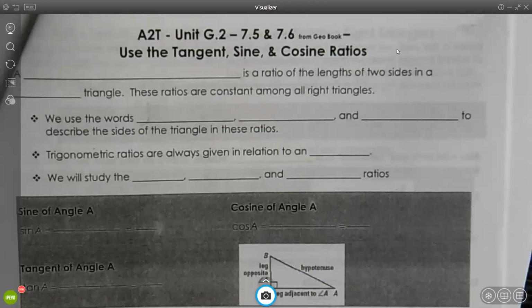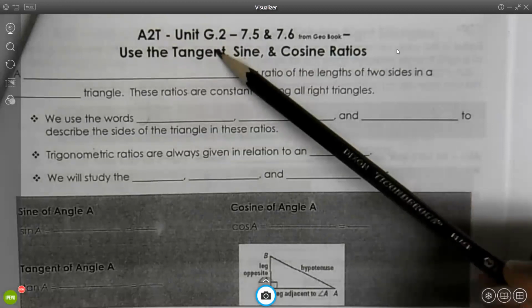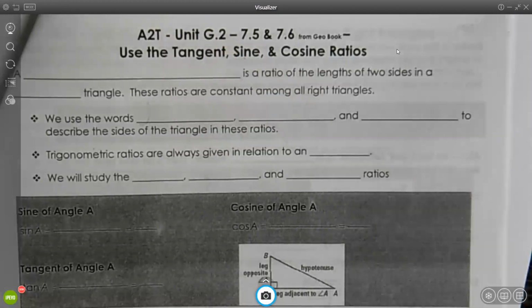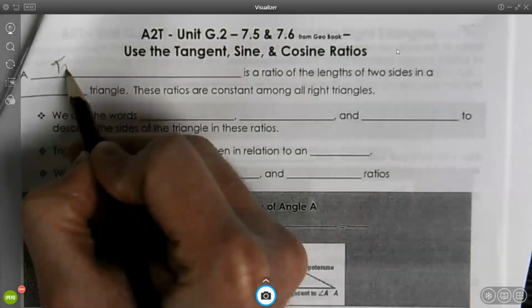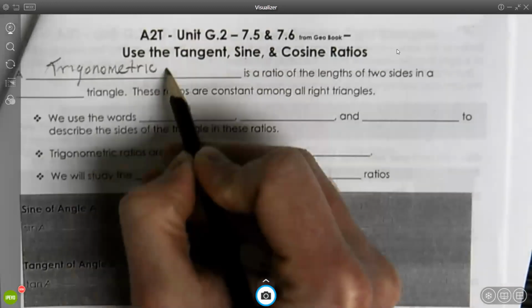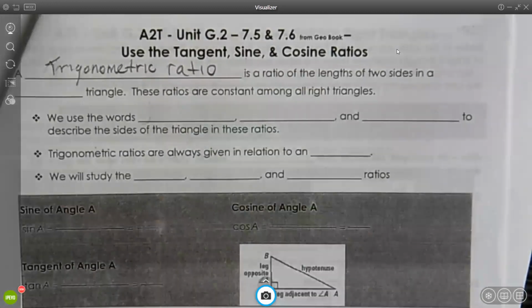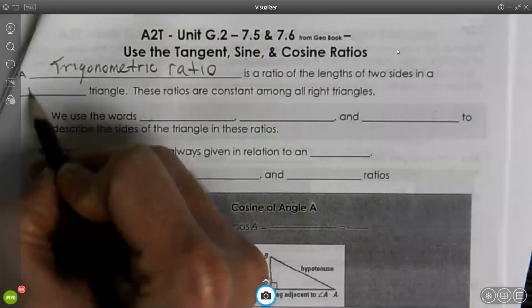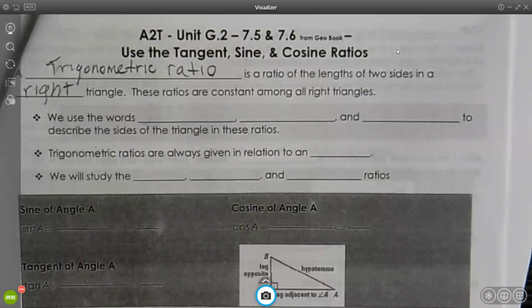For Algebra 2 and Trig, we're working on Unit G2, which is sine, cosine, and tangent ratios. A trigonometric ratio is a ratio of the lengths of two sides in a right triangle. These ratios are constant among all right triangles.